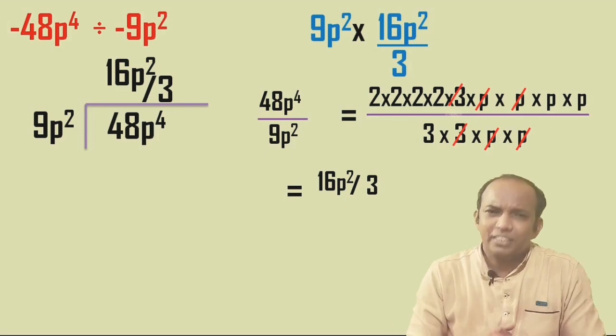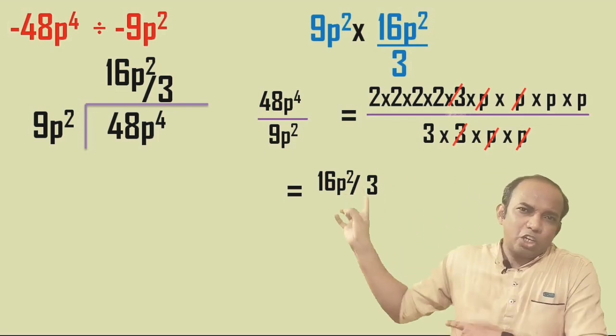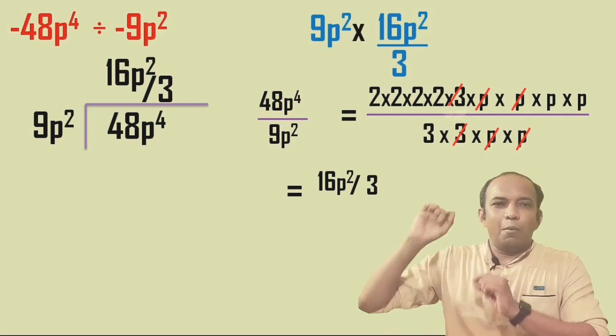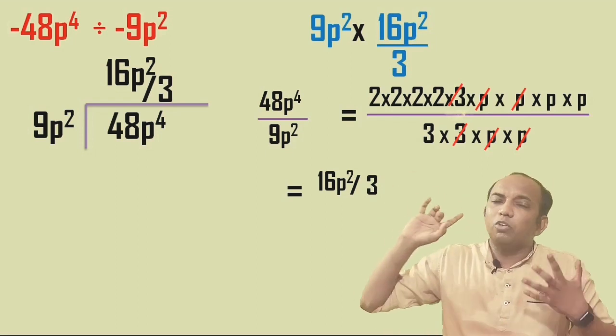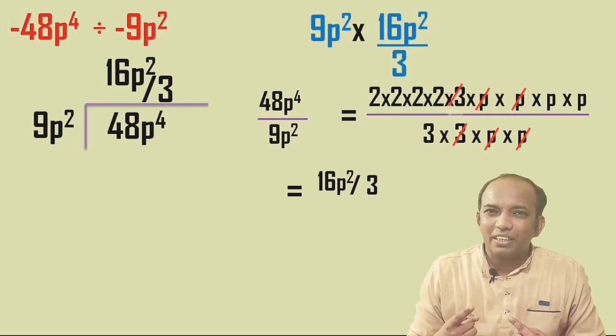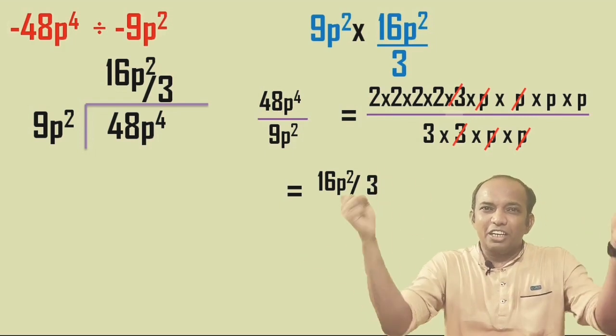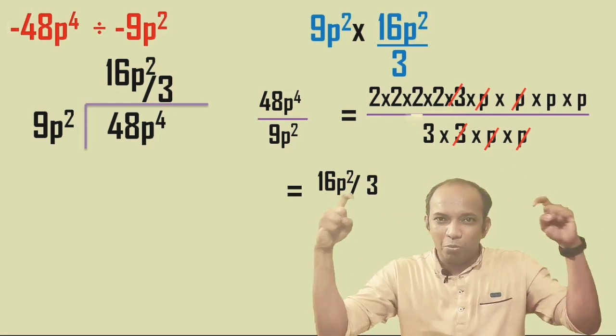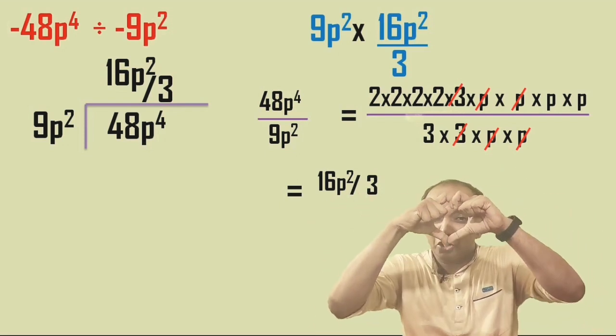Now how to multiply this? Check out over here: 16p square the whole upon 3 multiplied by 9p square. So what are you going to do? According to the rules of multiplication, numerator into numerator, denominator into denominator, the heart shape, numerator into numerator, denominator into denominator.